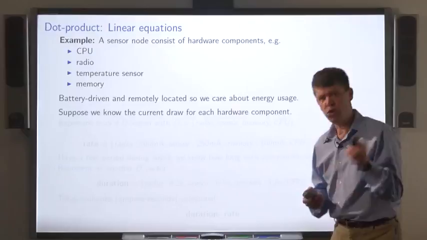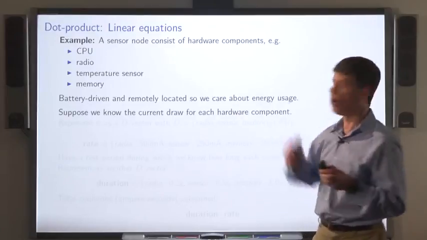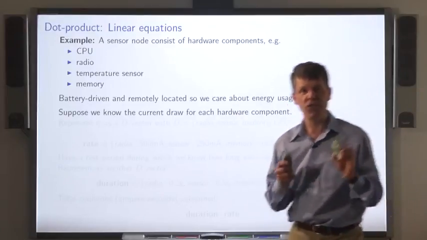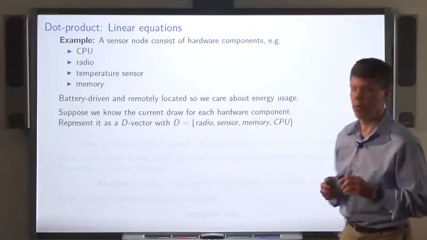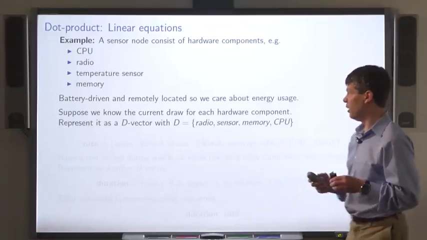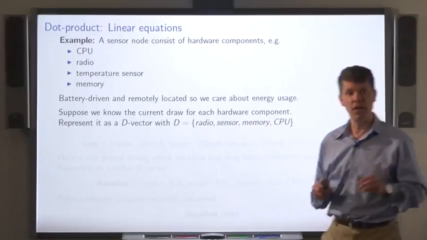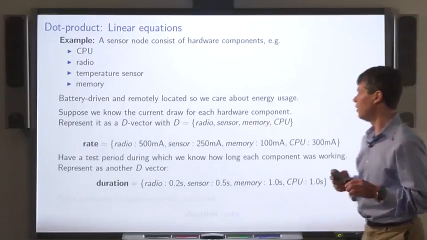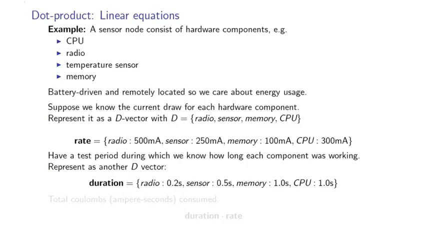Now, suppose we know for each of these four hardware components how much energy it draws. Okay, we'll represent that as a vector. The domain of the vector will be the labels of the individual hardware components. So here's an example of such a vector. It maps the radio to the amount of current that the radio takes when it's on, the sensor to the amount of current that the sensor takes when it's on, and so on.